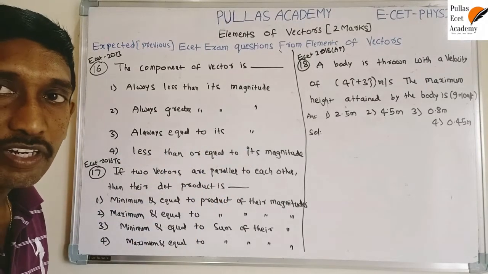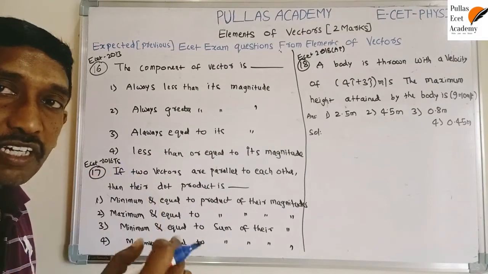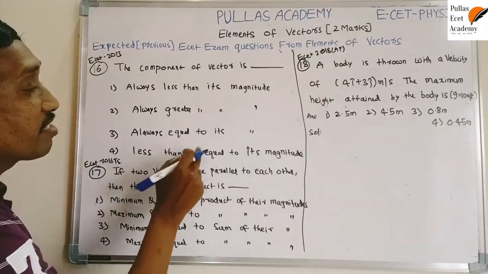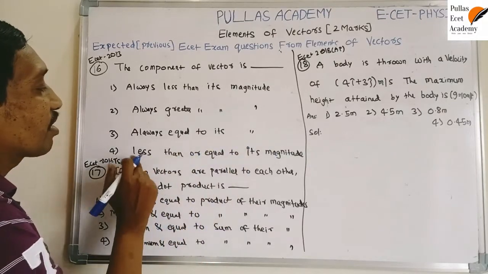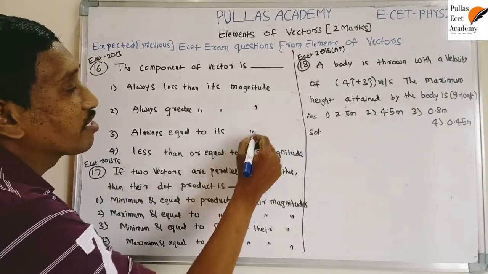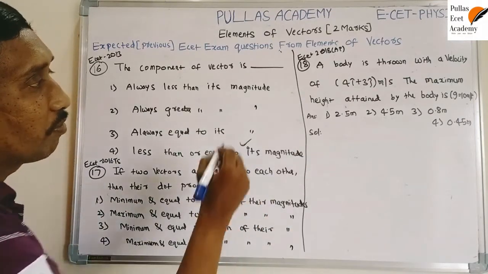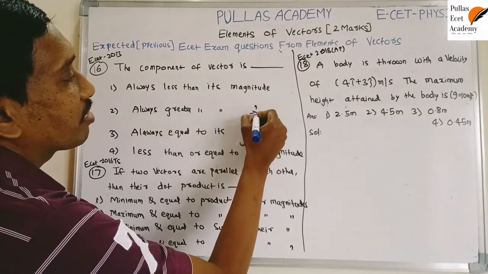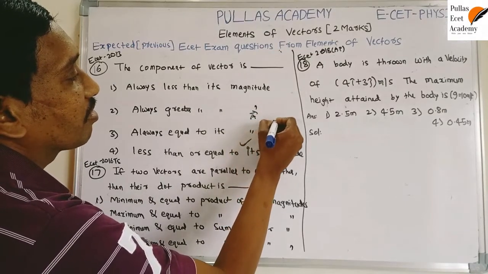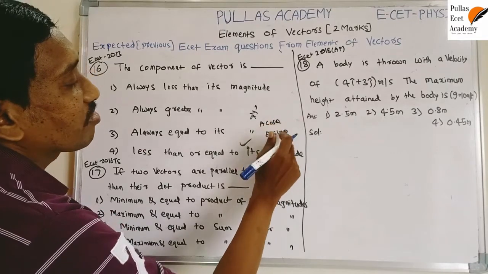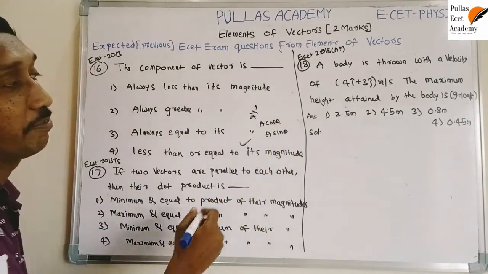If the X component is 0, that means this complete vector is the same as the Y component. That's why in this case it is equal to the magnitude. So which is correct here? Less than or equal to its magnitude is correct. The fourth option is correct. A bar is one vector. Its one component is A cos theta and the second component is A sin theta. This A cos theta, A sin theta is actually less than A.